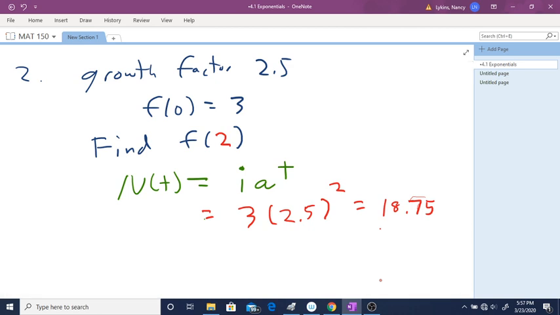So just the key to this is knowing what your initial value is, and that's whenever x is 0. In this case, f of 0 is your initial value, which is 3. That's what I start with. In parentheses is my growth factor, which I'm given, 2.5. And then what I'm trying to find is f of 2, so that's what replaces my t, so that's why I square it.